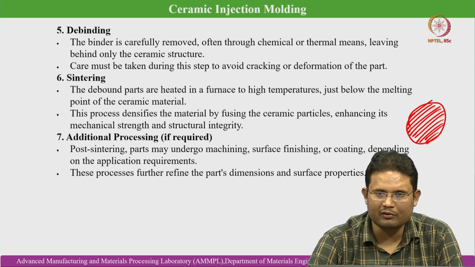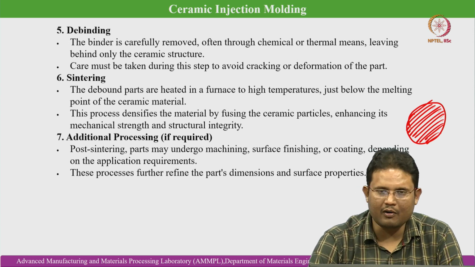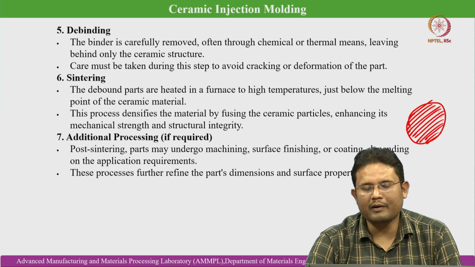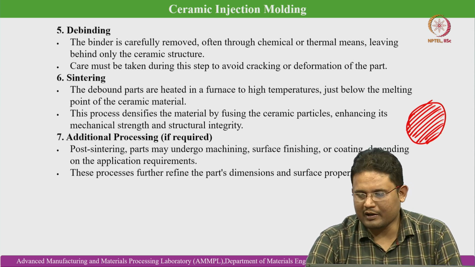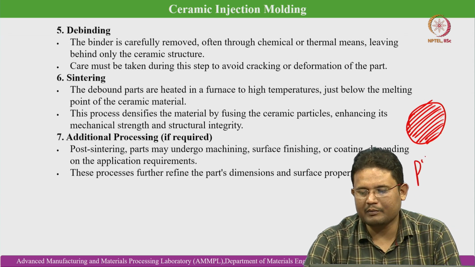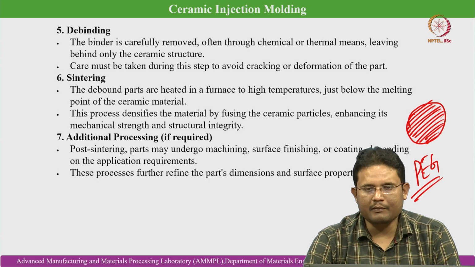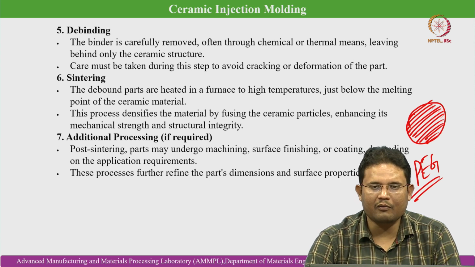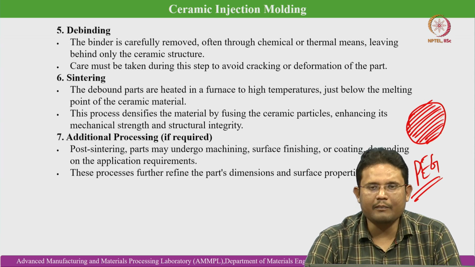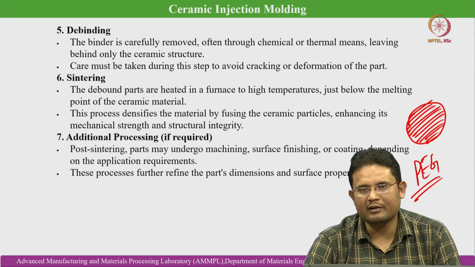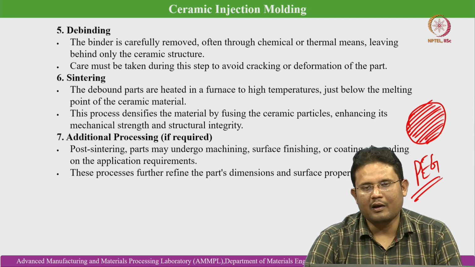We need to start with the solvent debinding process, where we dip this green compact into an appropriate solvent capable of dissolving the polymeric ingredients. For example, one of the binders can be PEG, polyethylene glycol, which is even dissolvable in water. In that case, distilled water can be used for solvent debinding. And in case of polymers which are not soluble in water, we have to use n-heptane or n-hexane, this kind of dissolving media.